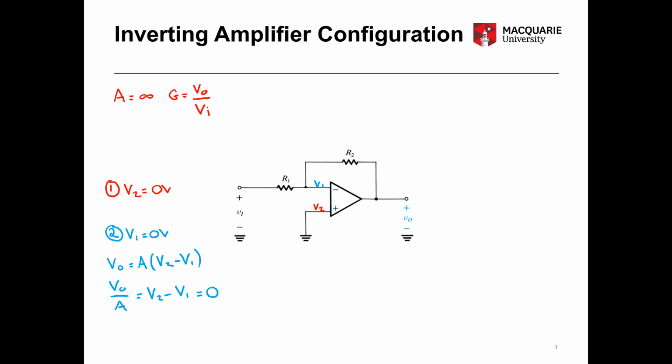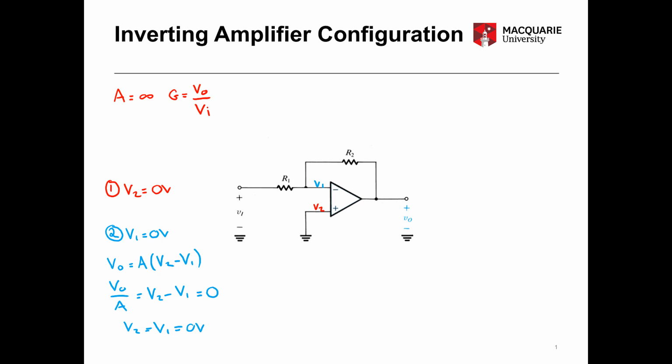And that can only be true if V2 equals V1. And we already know and have shown that V2 equals 0 volts. So V1 must therefore also equal 0 volts. So that's the concept of this virtual short circuit between these two input terminals, and how the op-amp's ideal characteristic forces the voltages to match each other, in this case causing a virtual ground of V1 equals 0 volts.